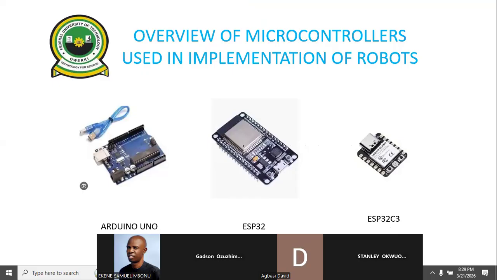So let's proceed. Today we're looking at an overview of microcontrollers used in implementation of robots. There are many of them. We just have to consider a few. You have Arduino Uno, you have ESP32. Within the Arduino family, there are many of them. Within ESP32, there are many of them.